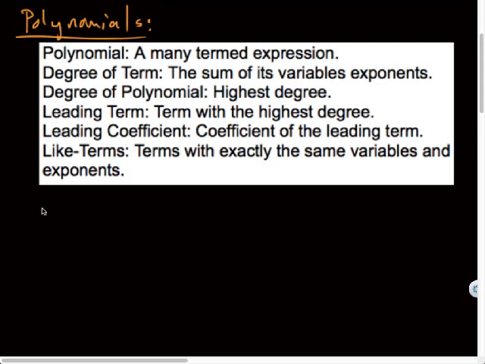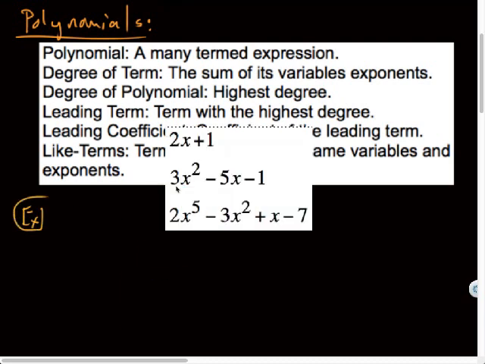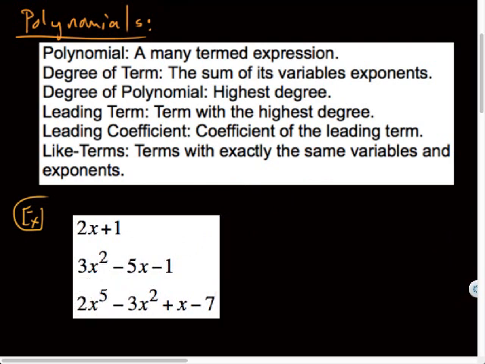So let's write down a little example of some polynomials, and we'll talk about the vocabulary related to these. So here's three polynomials. 2x plus 1: there are two terms here, 2x and the positive 1. A term is the variable, coefficient, and its exponent for the variable. Here's 1, 2, and 3 terms. The terms include the sign in front of them. So this is a 3-termed expression, and here's a 4-termed expression. Just so you understand what I mean by terms.